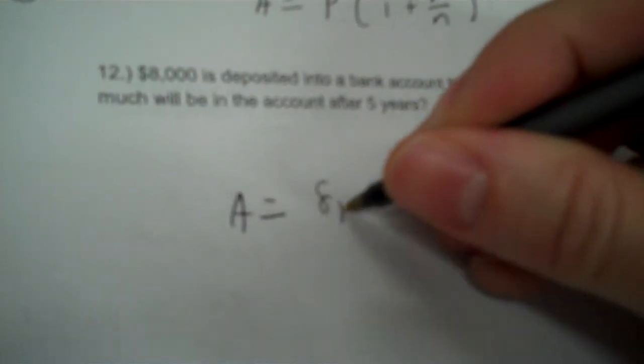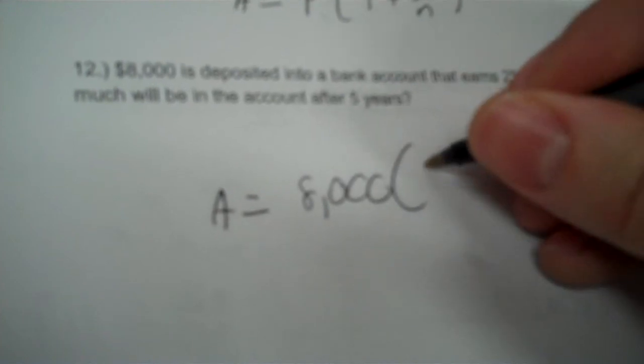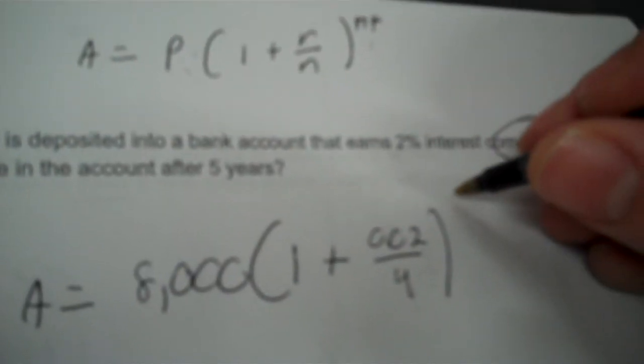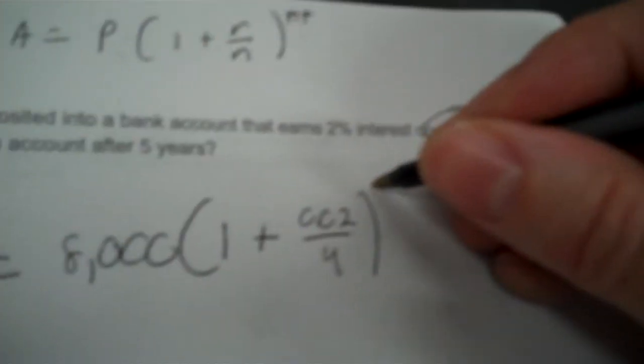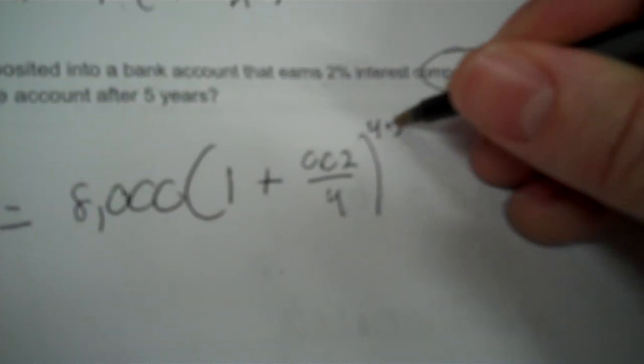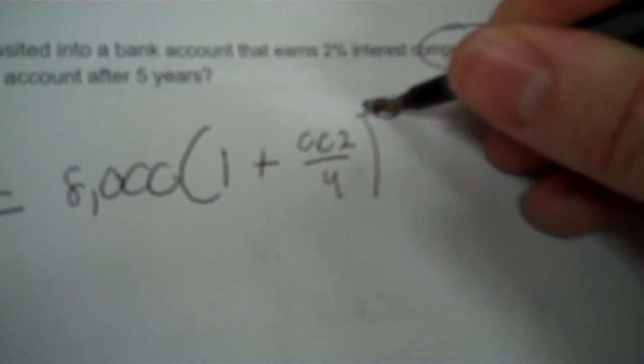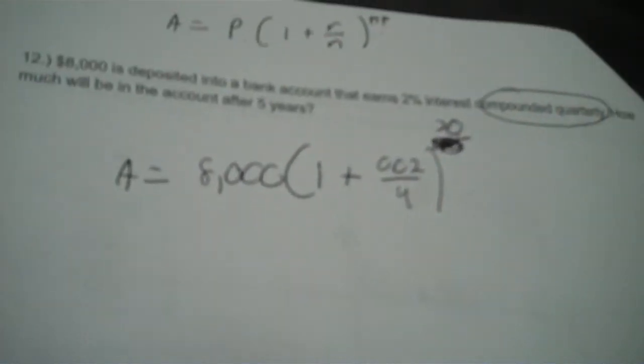Okay, so I just throw the numbers in. 8,000, 1 plus 0.02, which is your R, divided by your N, which is 4. So the interest gets divided by 4, but then out here, it's N times T, not N plus T. Okay, so N is 4 and T is 5. Because think of it, it's 4 times a year for 5 years, so that makes it 20 times the interest is added. So that's a lot of times, but to balance it out, the bank divides the rate by 4. You don't get as high of a rate on it.